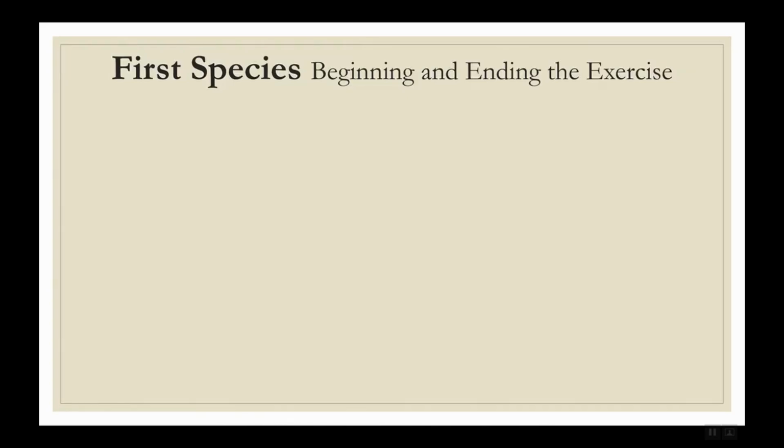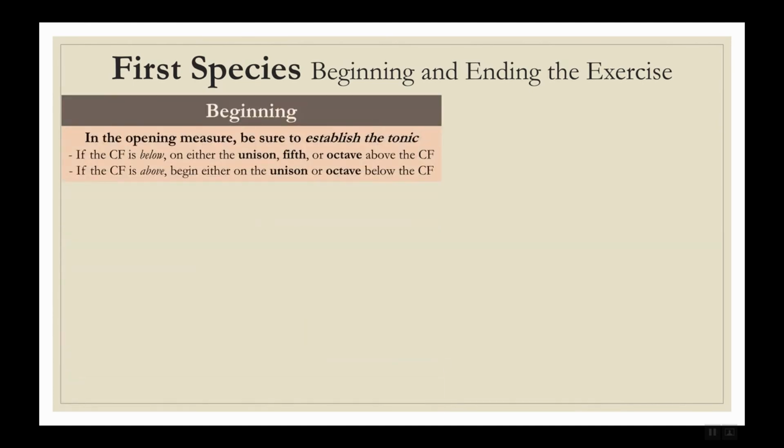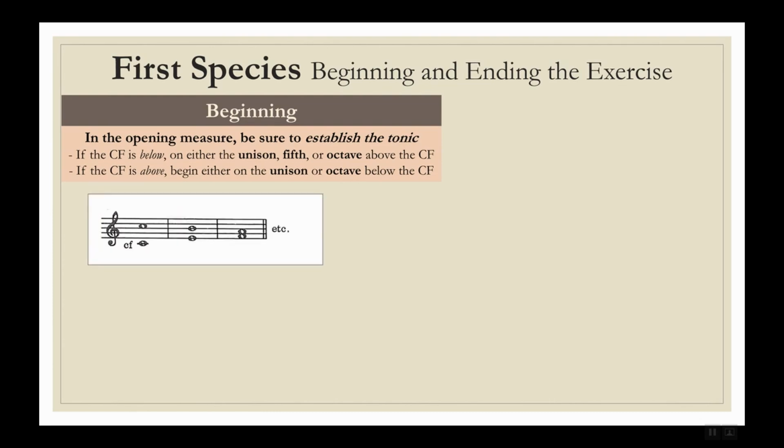These things do sound different with voices. I just don't have a good voice patch on my keyboard. I apologize. So just a reminder of what we want at the beginning of the exercise in the opening measure. Be sure to establish the tonic. If the Cantus Firmus is below, then you're going to begin on either the unison, the fifth, or the octave above the Cantus Firmus. If the Cantus Firmus is above, then when you're writing your counterpoint below it, you're going to begin on either the unison or the octave below the Cantus Firmus.